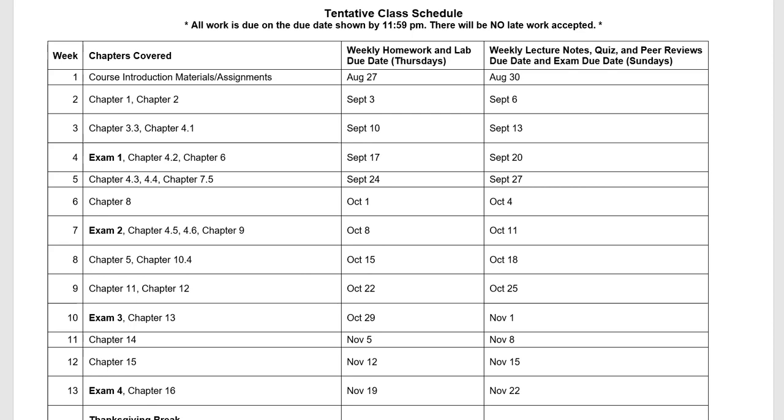So that does not mean, of course, that you need to wait until after Thursday to start working on the lecture notes or to start taking the quiz. That does mean that you have to start doing the peer reviews after Thursday, because those will not be open and available to you until after Thursday.